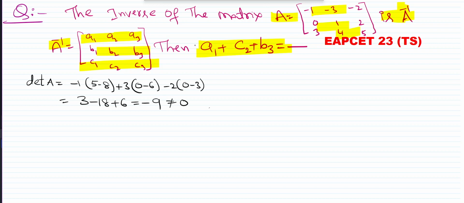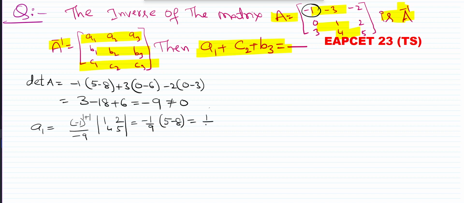Now find the elements, first the element A1. A1 is equal to adjoint A by det A. That means the adjoint of minus 1 is minus 1 whole power 1 plus 1 into the minor, 1, 2, 4, by minus 9. That is equal to minus 1 by 9 into 5 minus 8, which is 3 by 9, equal to 1 by 3. This is the value of A1.